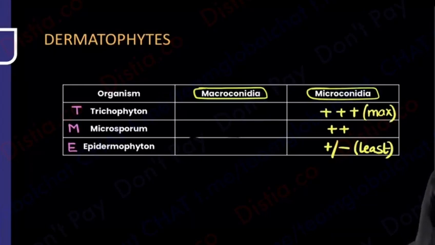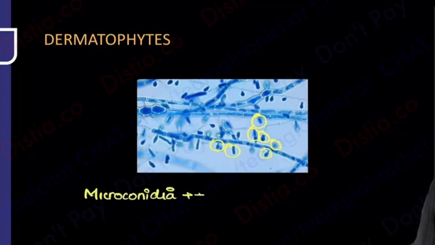Okay, first I'll show you a picture. So let's have a look at a picture. The first one that you have, can you see? Can you all see these tiny structures? So when you're dealing with these tiny, so many of them, this is what you're calling microconidia, right? So how many microconidia are you seeing? I'm seeing abundant microconidia. So which organism must this be? This must be Trichophyton.